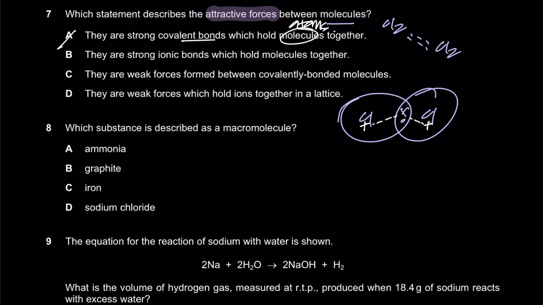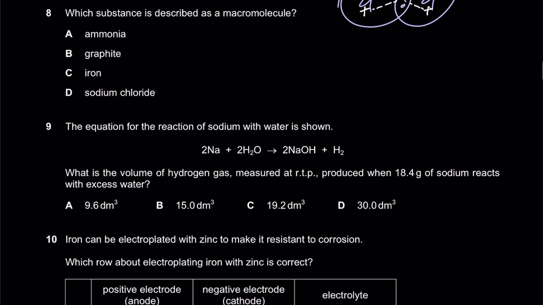It says B, saying they are strong ionic bonds. Dude, ionic bonds do not make molecules, they make ionic compounds. They are weak forces formed between covalently bonded molecules. Yes, sir. Between these molecules, there are weak forces which we call the intermolecular forces of attraction, right? And saying there are weak forces which hold the ions. Dude, cut me some slack. There are no ions. Which substance is described as a macromolecule?